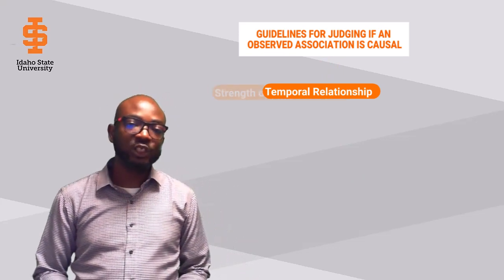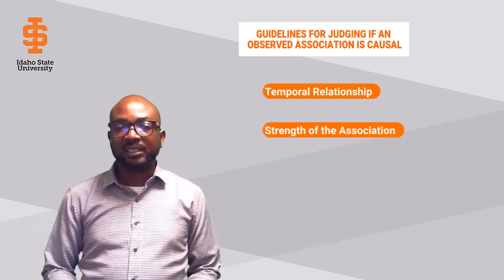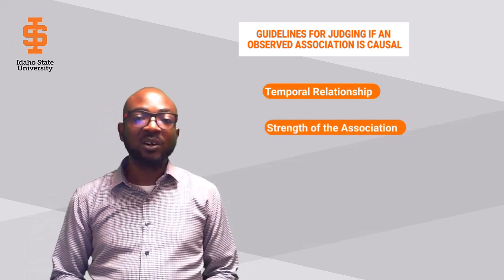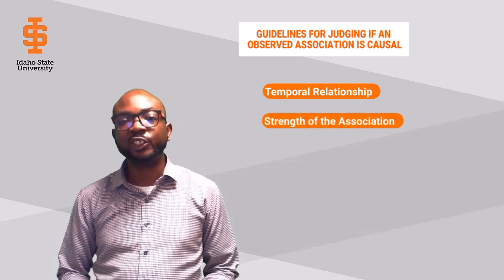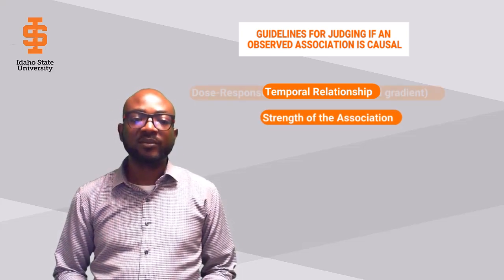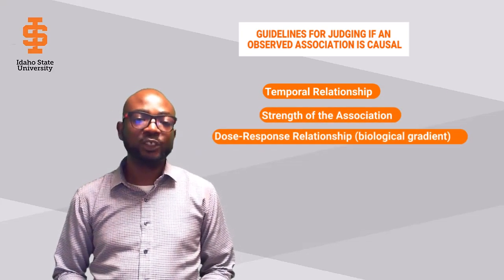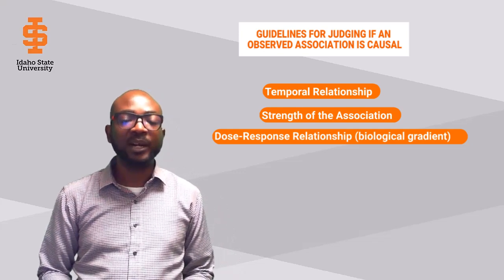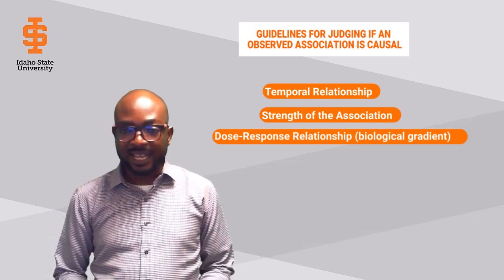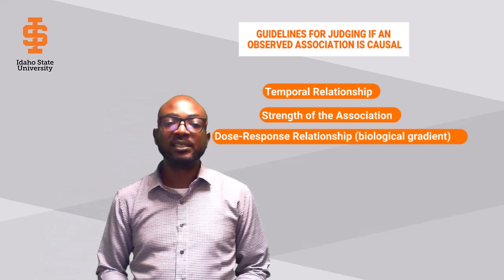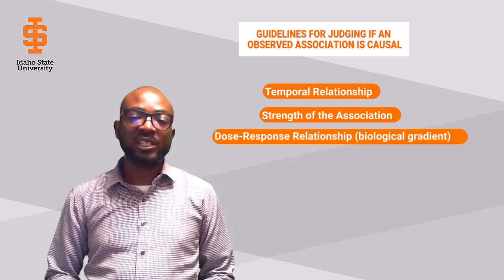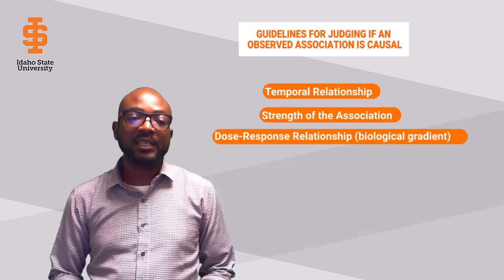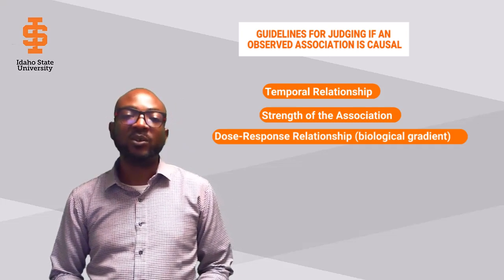The second is the strength of association. This is measured by the relative risk or the odds ratio. The stronger the association, the more likely it is that the relationship is causal. Next is dose-response relationship, or what we call biological gradient. As the dose of exposure increases, the risk of disease also increases. If a dose-response relationship is present, it is strong evidence for a causal relationship.